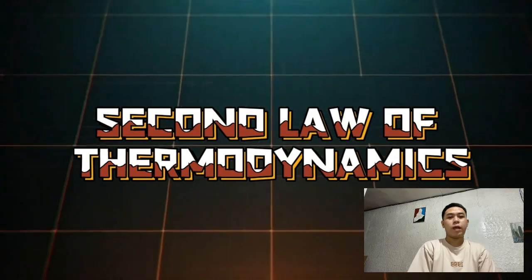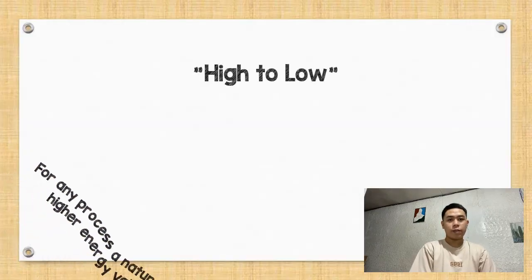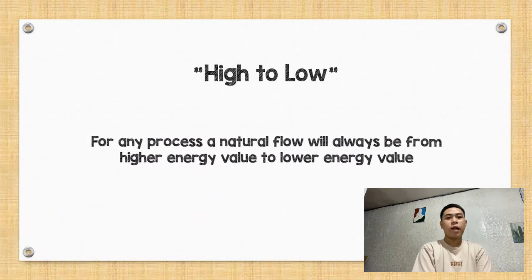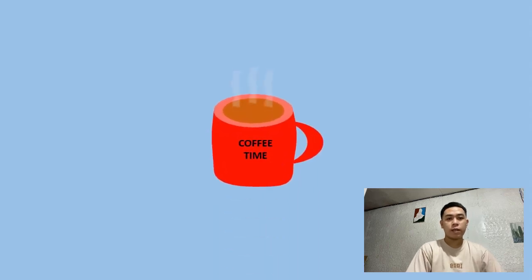Second law of thermodynamics. For any process, a natural flow will always be from higher energy value to lower energy value. For example, coffee. The temperature of coffee is higher than its cup, and that's what we mean by higher energy value, so the temperature of coffee gets transferred to the cup, which is cooler, the lower energy value, and that's why the cup gets hotter.